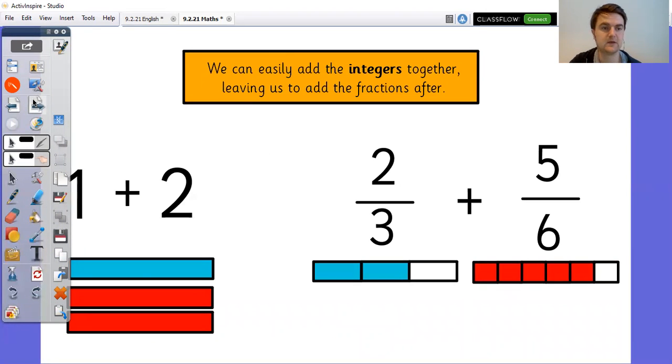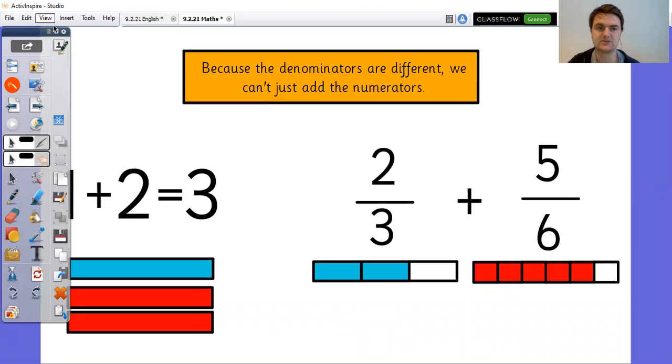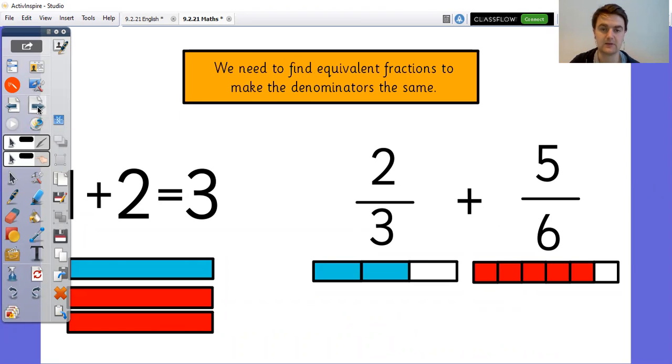As you can see here, I'm going to leave my integers now. I've got that I can add on at the end. Now I've got a problem here because the denominators are different, 3 and 6. I can't just add the numerators together. I need to find an equivalent fraction first of all.